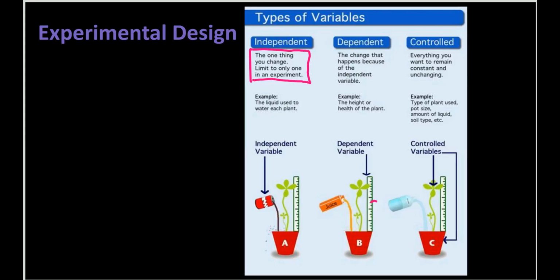So this picture is an experiment where they have 3 plants, and it looks like they're watering one plant with soda, one plant with juice, and one plant with water. Okay, so what they're watering the plant with is their independent variable. So the thing that they're watering with, or the substance they're using, or the liquid.